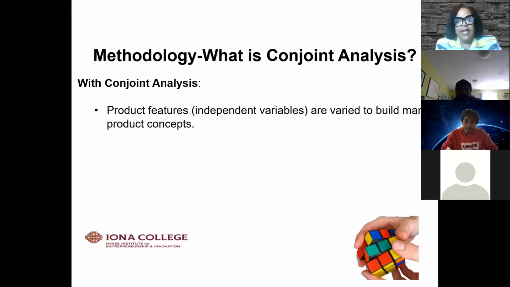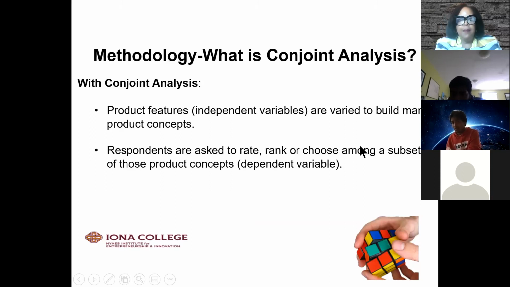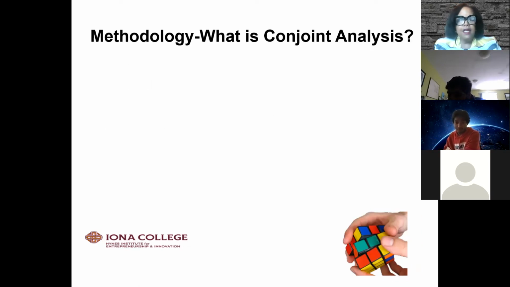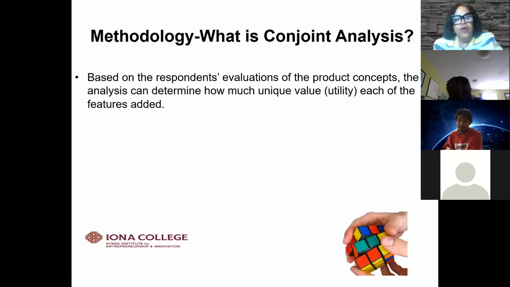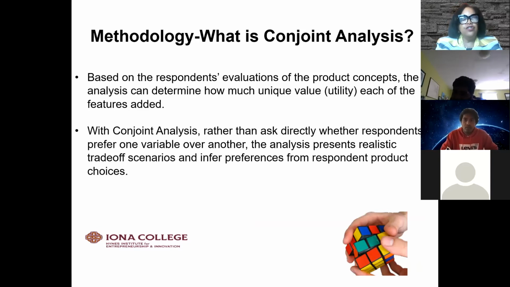With conjoint analysis, what you can do as a business person is understand how so many varied product concepts can be optimized, where respondents are asked to rate, rank, and choose among a subset of those concepts. Based on the customer evaluations, the analysis can determine how much value, which we think about as utility, each of the features add.